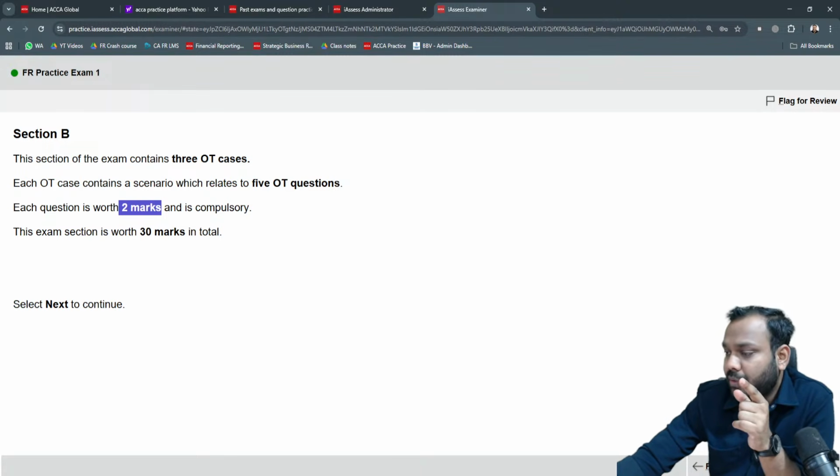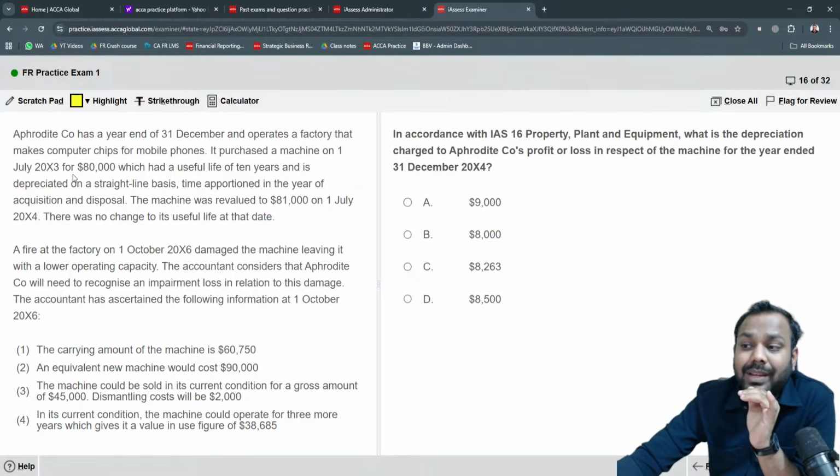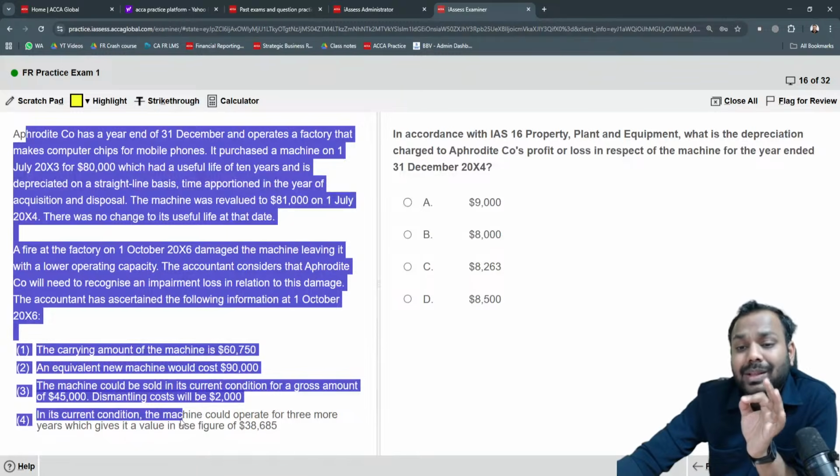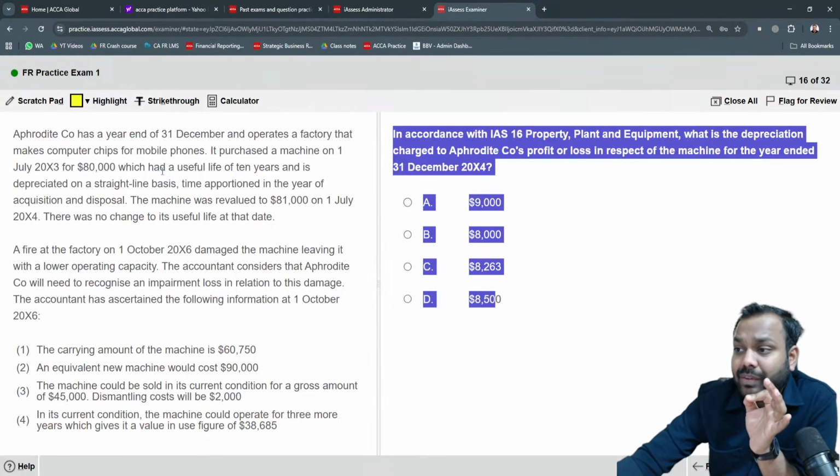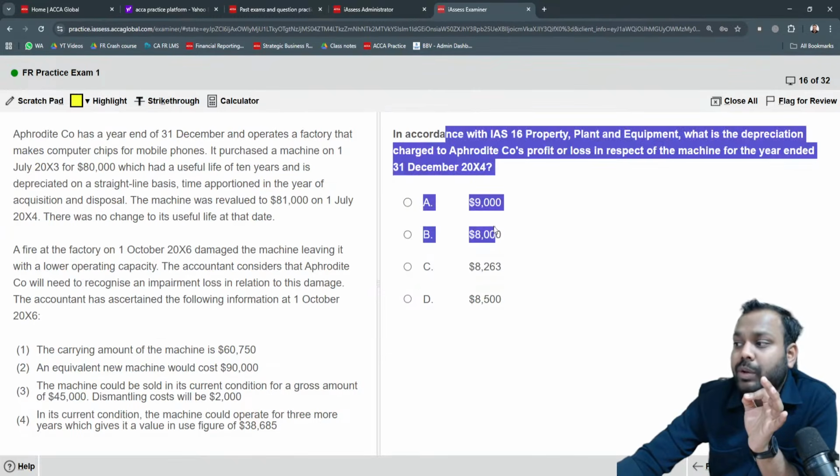Okay, now if you come here, see, this is the case study. Now you see, for the next 5 questions, this case study will remain the same. Just that the question will keep on changing. Case study will remain the same. The question will be changing.